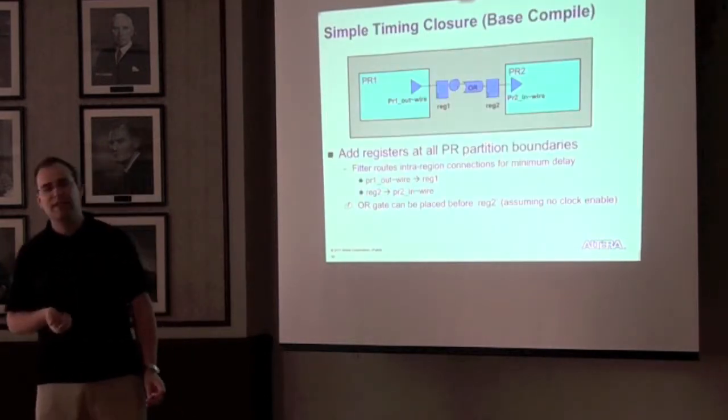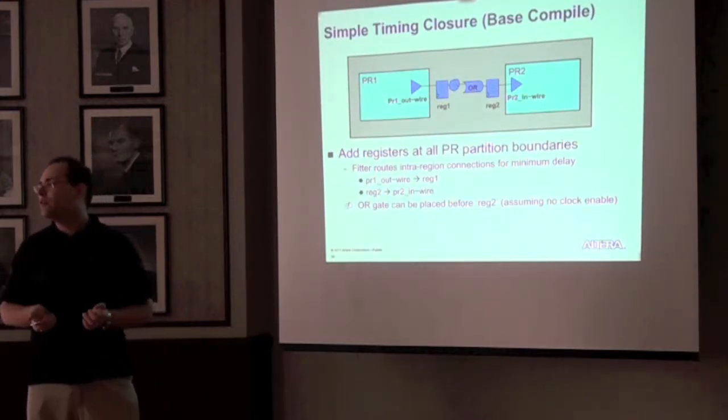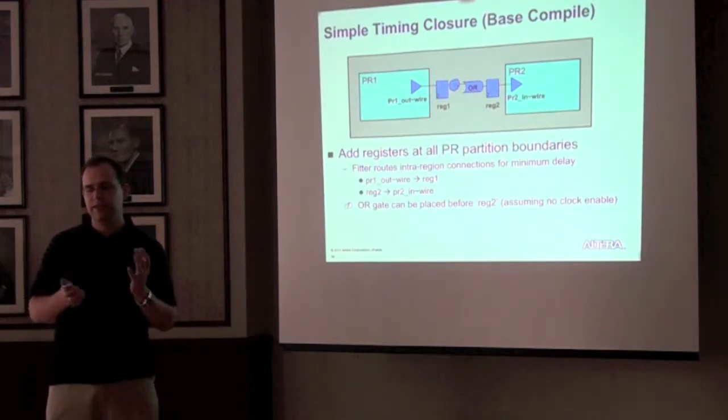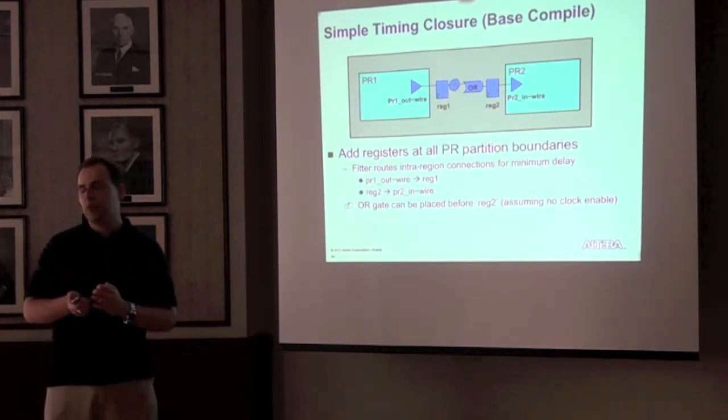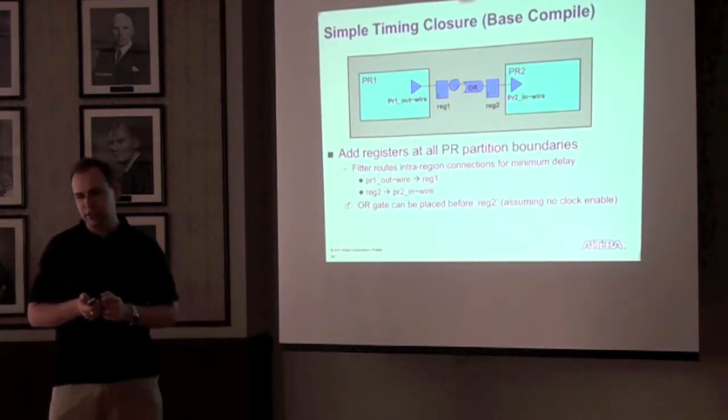I only have a few more slides, so let's talk about timing closure. The simple way to do timing closure is to have registers at all PR partition boundaries, and this ensures that the fitter will route all these intra-region connections for minimum delay.